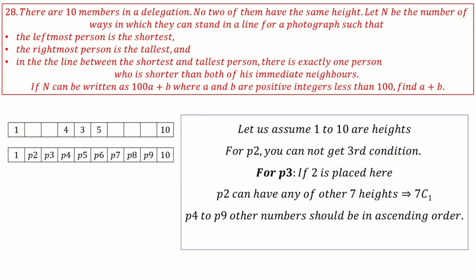Now P4 to P9, what happens here? These people should be in ascending order only. If you put them in descending order, you will meet condition 3 again and again. So P4 to P9 should all be in ascending order, and that is only one way. So for position P3, the possibilities are 7C1. Hope you understand this one. This is the basic, and now we will build on this.